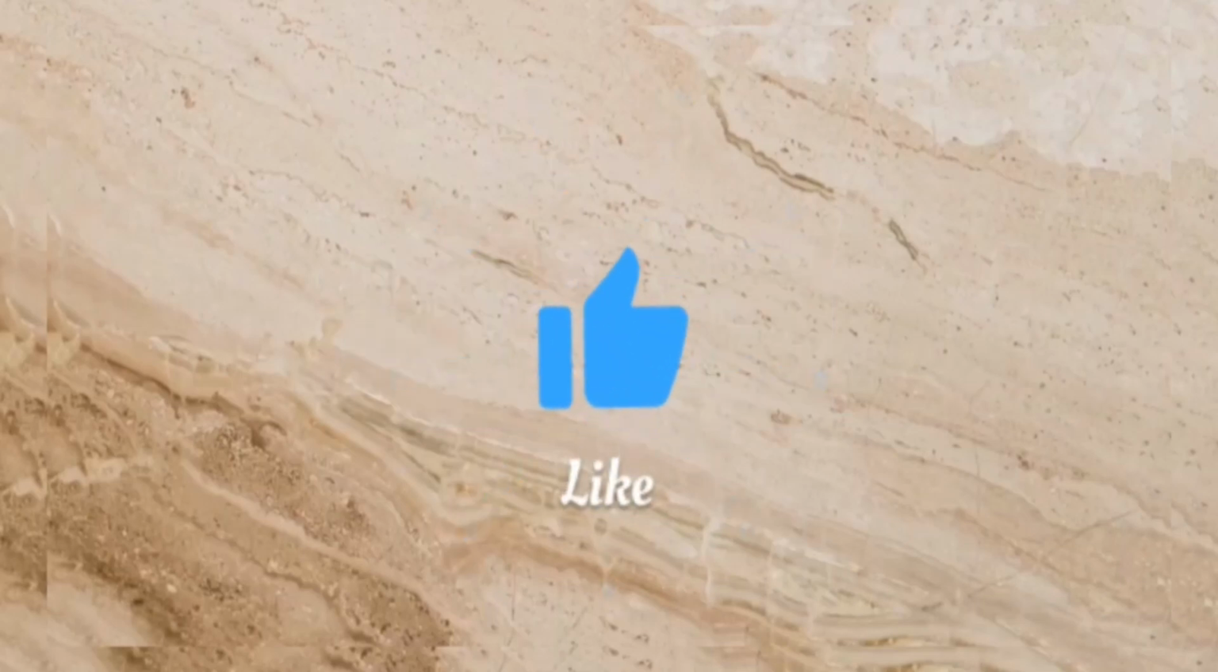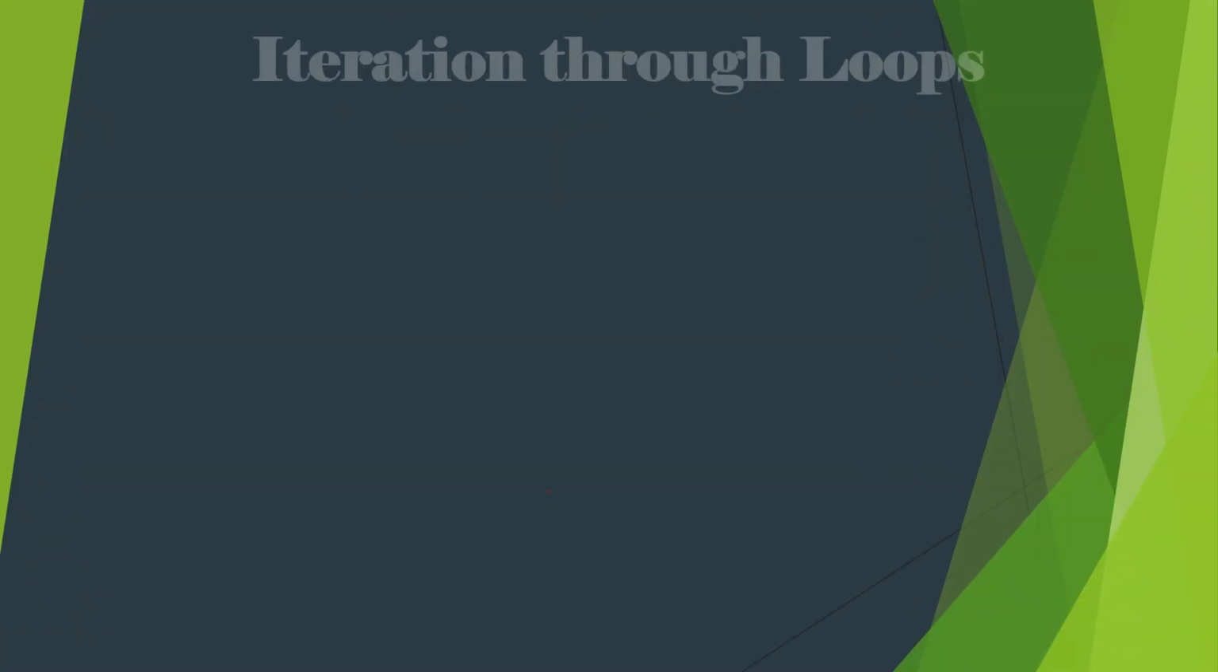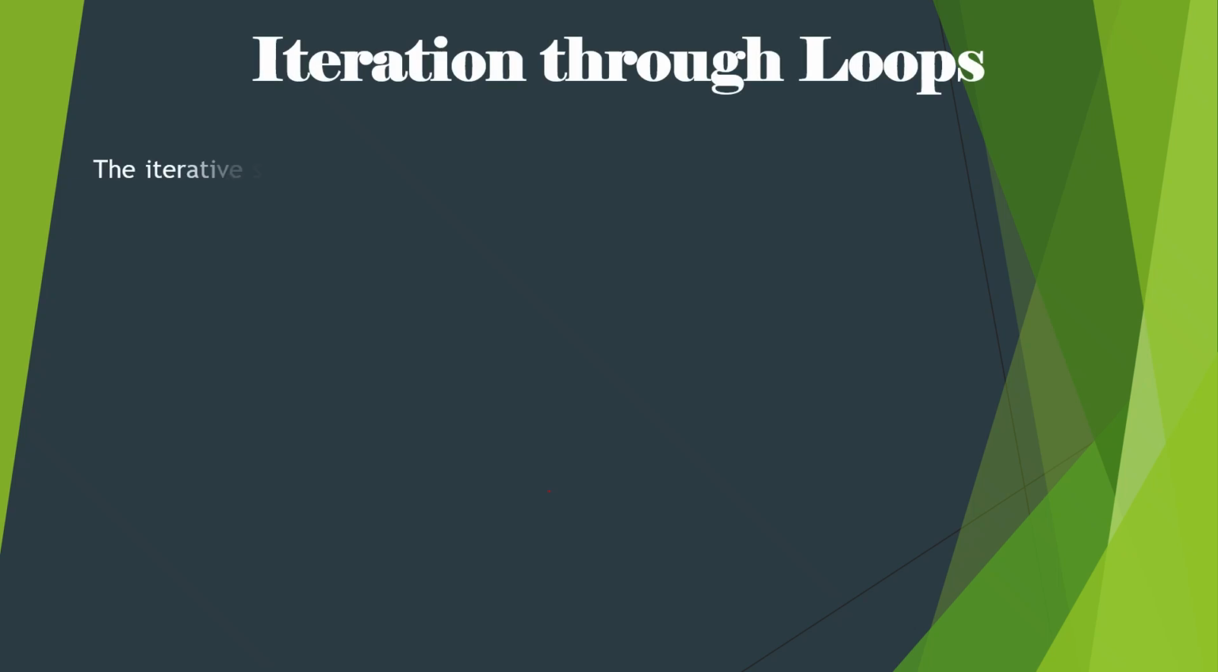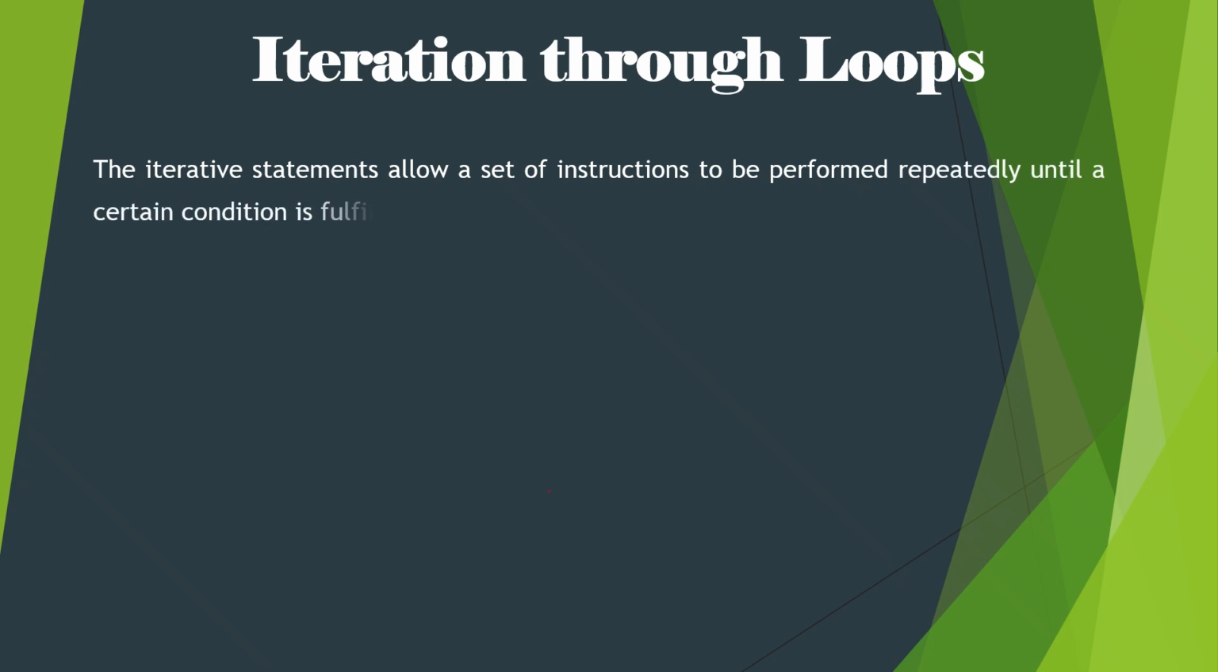Now today we'll start a new topic, iteration through loops. The iterative statements allow a set of instructions to be performed repeatedly until a certain condition is fulfilled. It is also called a looping statement. It means that whenever we need any repetition in the program, at that time we use looping.